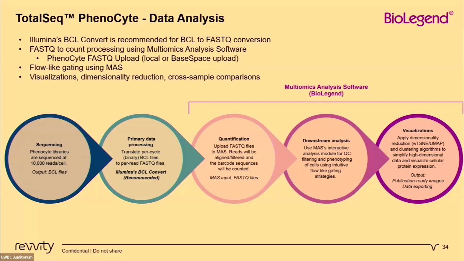The upload can be either local if you have the files, or we can do a connection into BaseSpace so that we can just get them from there, as opposed to you having to download the many, many, many gigabytes that are FASTQs for this experiment. Then we'll enable some flow-like gating using MASS, and you can do visualizations, dimensionality reduction, and cross-sample comparisons. So we're looking at this part here with our multi-omics analysis software. The initial primary data processing is done with Illumina's BCL Convert, and the sequencing ahead of time was done with the Illumina sequencers.